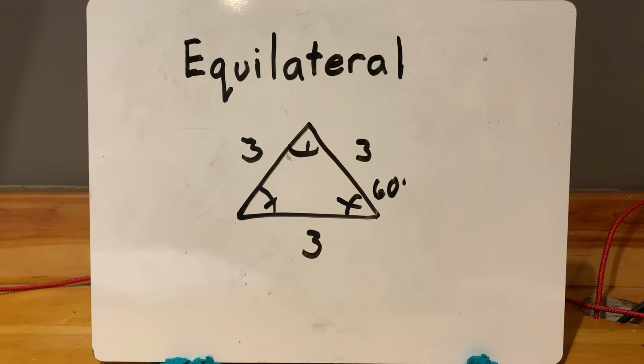An isosceles triangle may be an acute triangle, a right triangle, or an obtuse triangle. So again, an isosceles triangle could be acute. It could also be a right triangle or an obtuse triangle. A scalene triangle can also be an acute, right, or obtuse triangle.